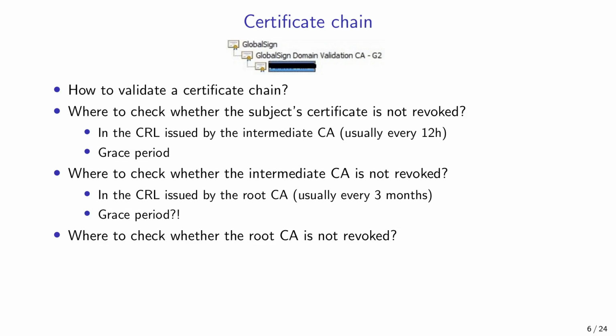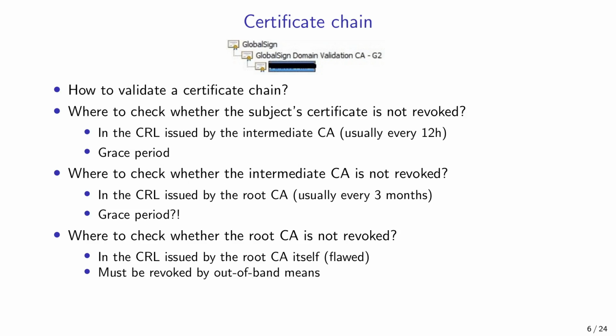Now, where to check whether the root CA certificate is not revoked? Well, in the CRL issued by the root CA itself, meaning that the root CA revokes itself. This is, however, a flawed solution, because if the CA private key is compromised, the attacker can issue a self-signed CRL which will not list the revoked CA certificate, right? So the only meaningful way to revoke a root CA is by some out-of-band means, for example, through a software update. And intermediate CA certificates are also usually revoked through a software update.